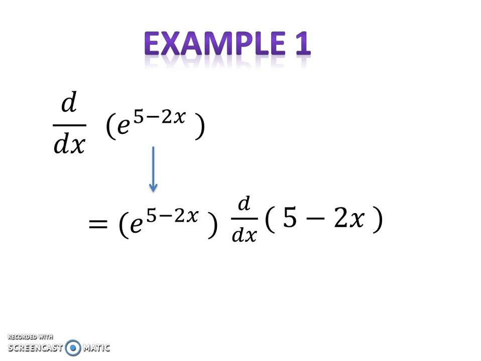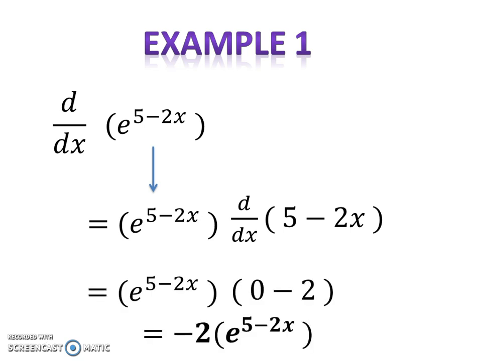So keep on doing. When you differentiate 5, you get 0. When you differentiate 2x, you get 2. So 0 minus 2, and you get the following. So far, so good?